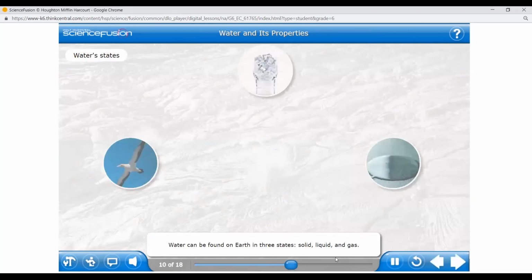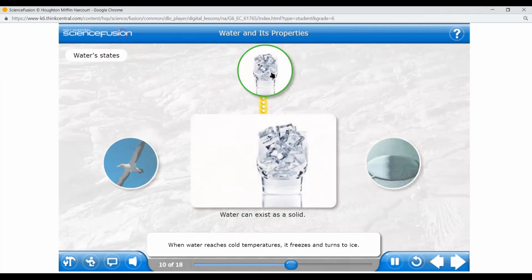Water can be found on Earth in 3 states. You know that water can be found in 3 states: solid, liquid, and gas. Click the images to learn about water states. When water reaches cold temperatures, it freezes and turns to ice. Ice is water's solid state. Ice can be described as cold and hard.